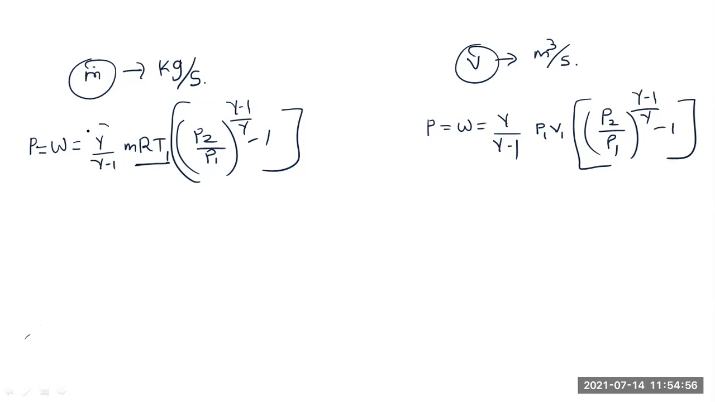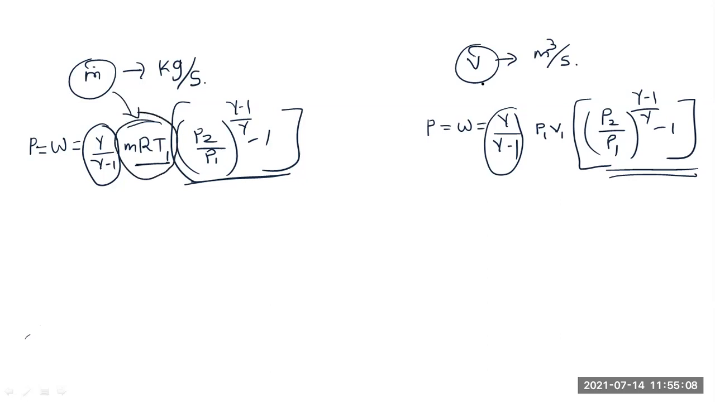You can see here gamma by gamma minus 1 is there. Here also gamma by gamma minus 1 is there. This part and this part is also same. Only what is different here, for mass flow rate we are taking mRT1. For volume flow rate we are taking P1 into V1.